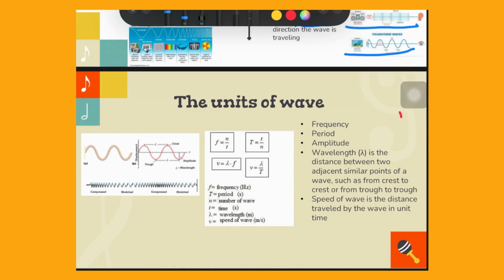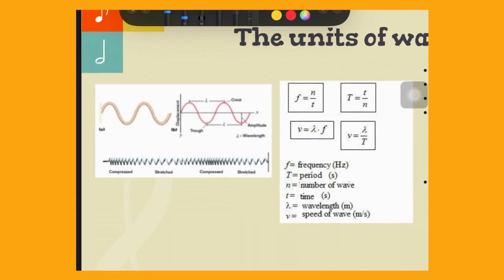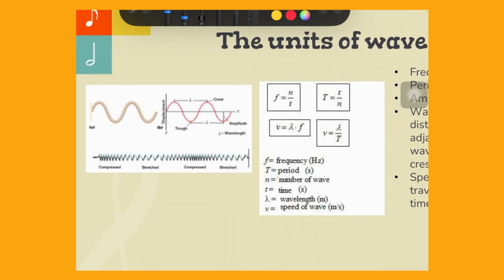Now, the same as the vibration properties, the wave has properties too. It has frequency, of course. It has period. It has the amplitude. Look at this picture. The amplitude is the maximum displacement from the equilibrium position. So here, this is the equilibrium position, right? This one is the maximum displacement. So it's called the amplitude.